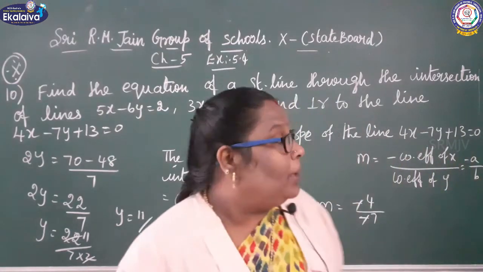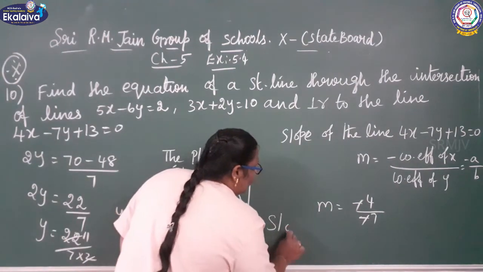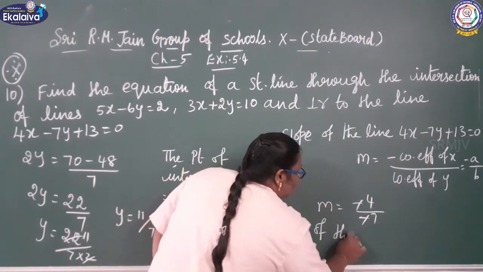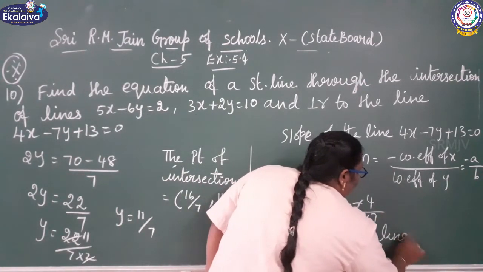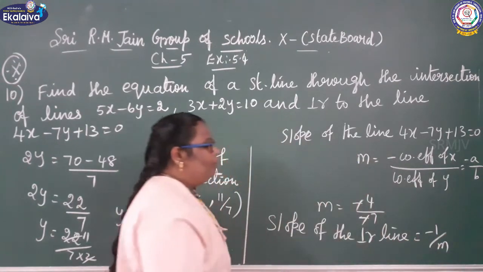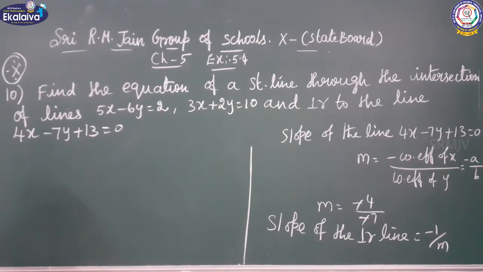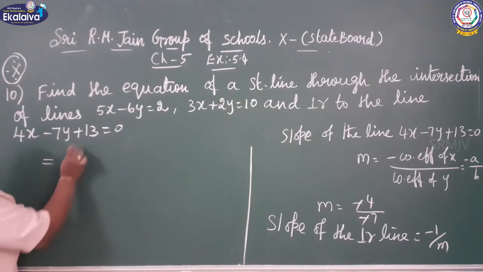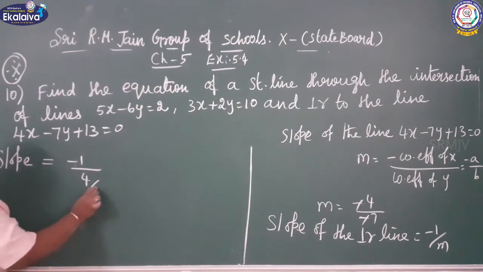Perpendicular slope. Perpendicular to the line. So the slope of the perpendicular line equal to, what is the formula? Minus 1 by m. So it gives slope equal to minus 1 by, what is the value of m? 4 by 7. It gives minus 7 by 4.